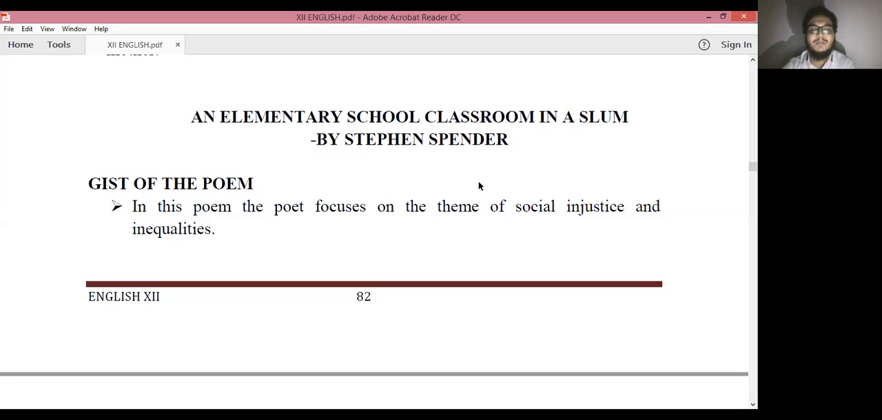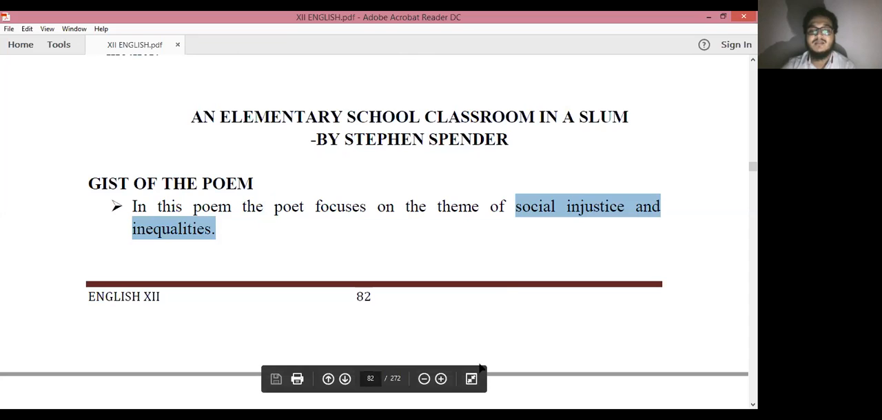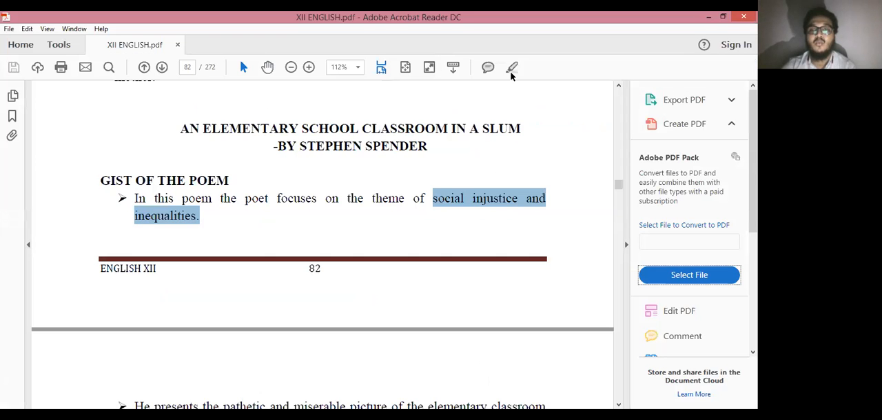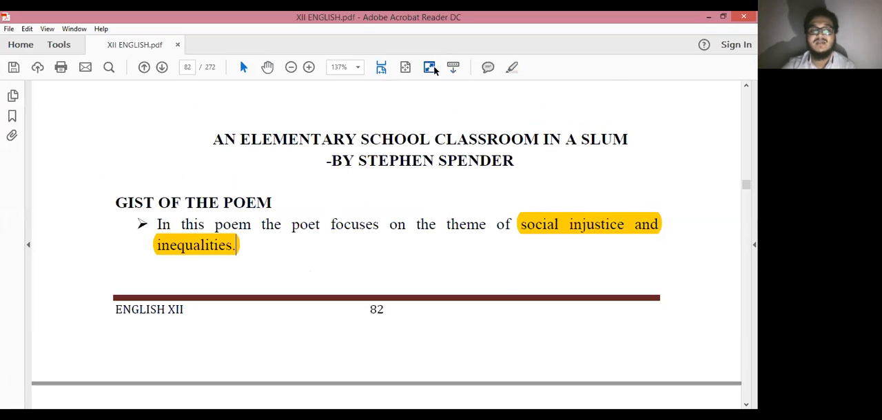The very beginning line says, in this poem, the poet focuses on the theme of social injustice and inequalities. This is the theme of the poem that the poet adapts. We are going to see the same scenario in the poem: how injustice is done to these people living in the slum area. We are going to see that explanation in this poem.